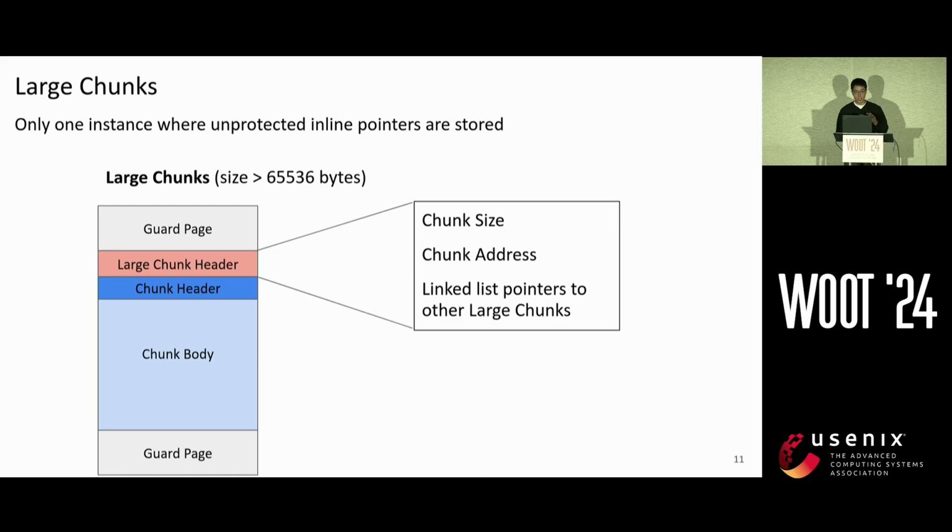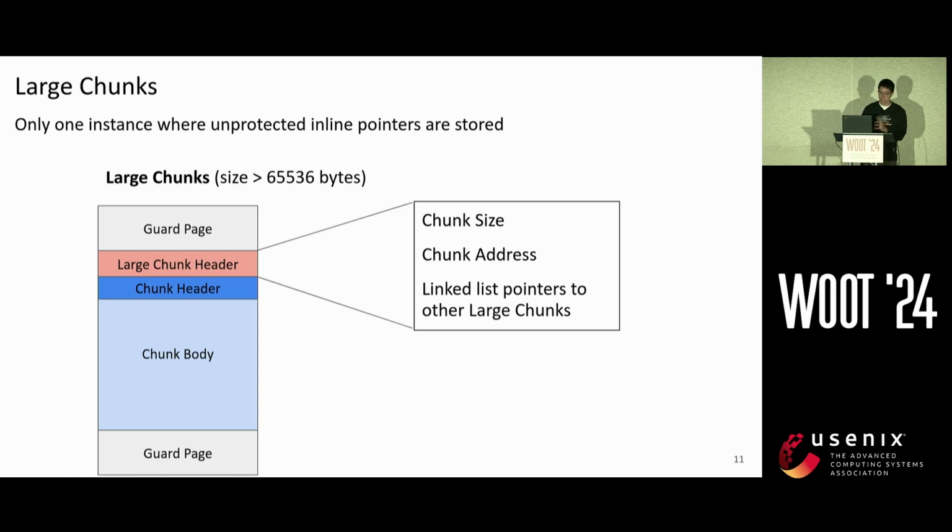There's the chunk body. On both sides, they're surrounded by guard pages. These are just memory regions with no permissions. And then there's also the chunk header. This is the same as for normal chunks, but then there's also the large chunk header behind the chunk header, and this large chunk header stores some additional metadata Scudo uses to track these large chunks, which is the size and address of the large chunk, and also pointers to a linked list of other large chunks.